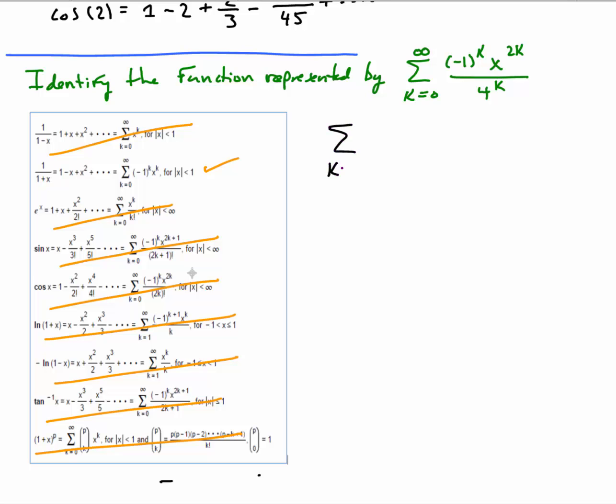So let's look at k equals 0 to infinity. Notice this one doesn't have a denominator. So I'm going to have to rewrite this in a different way. I have the alternating portion, (-1)^k, and then I have x over 4 to the 2k. So this doesn't look too bad. Well, wait, that 4 is not to the 2k though. So I'm going to have to rewrite that as x squared over 4 to the k. Now that fits.